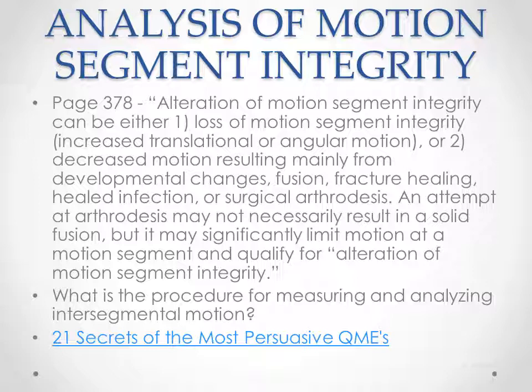Well, these are not the only causes of decreased motion. We can have decreased motion simply secondary to degenerative changes. We can have decreased motion secondary to traumatic healing with fibrosis of repair that limits range of intersegmental motion. So there are many causes of decreased motion, and decreased motion qualifies as a loss of motion segment integrity. So you need to be familiar and comfortable with providing permanent impairments both due to increased motion, in other words increased angular motion, or decreased motion, decreased angular motion.